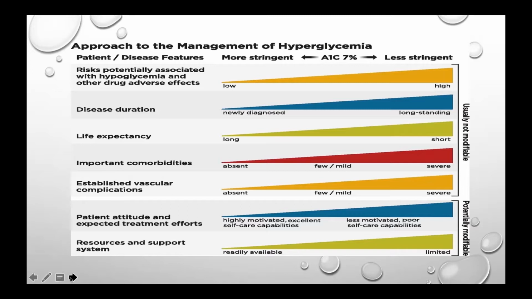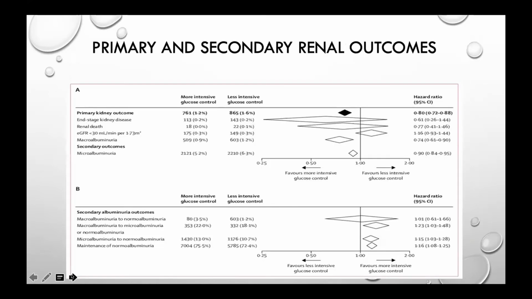Hypoglycemia can increase the risk of comorbid conditions, morbidity, mortality. We would be less stringent in the elderly, with established cardiovascular complications, a patient who is less motivated, has poor self-care capabilities, and a limited resource setting, again, would make our targets less stringent.